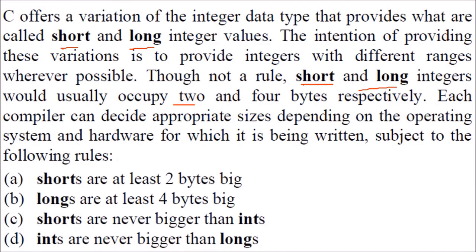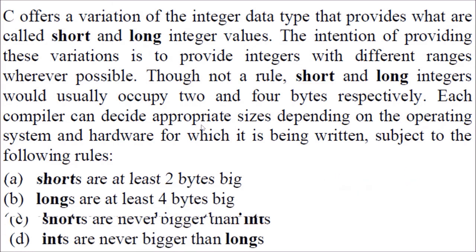This totally depends on the operating system and hardware also. So let us give a least limit for that. Shorts are at least 2 bytes big, means short cannot be less than 2 bytes. Longs are at least 4 bytes big. That means if a long integer is being defined or declared, it is going to take at least 4 bytes in the memory. Shorts can never be bigger than integers, and integers can never be bigger than long. So if we have short, then we have integer, then we have long. This is how the size increases.